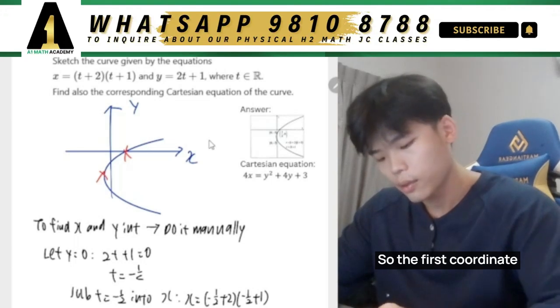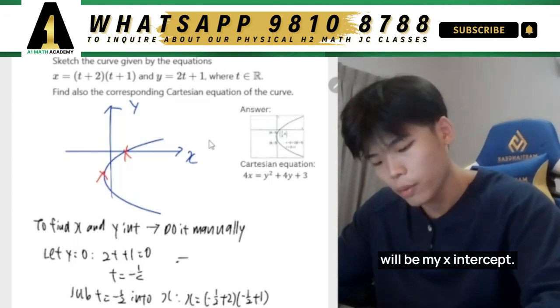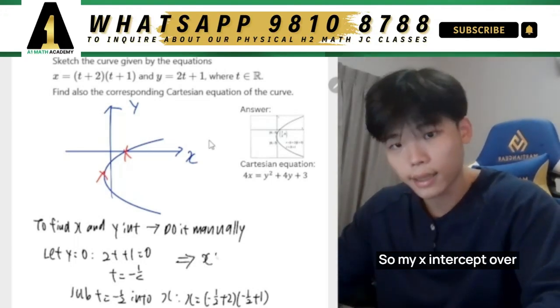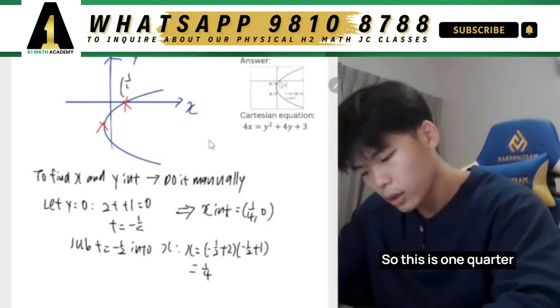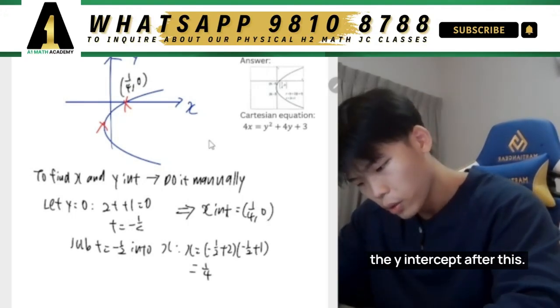Right? So the first coordinate that I get from here would be my x-intercept. So my x-intercept over here would be (1/4, 0). So this is (1/4, 0). Right? Note that I still need to find the y-intercept after this.